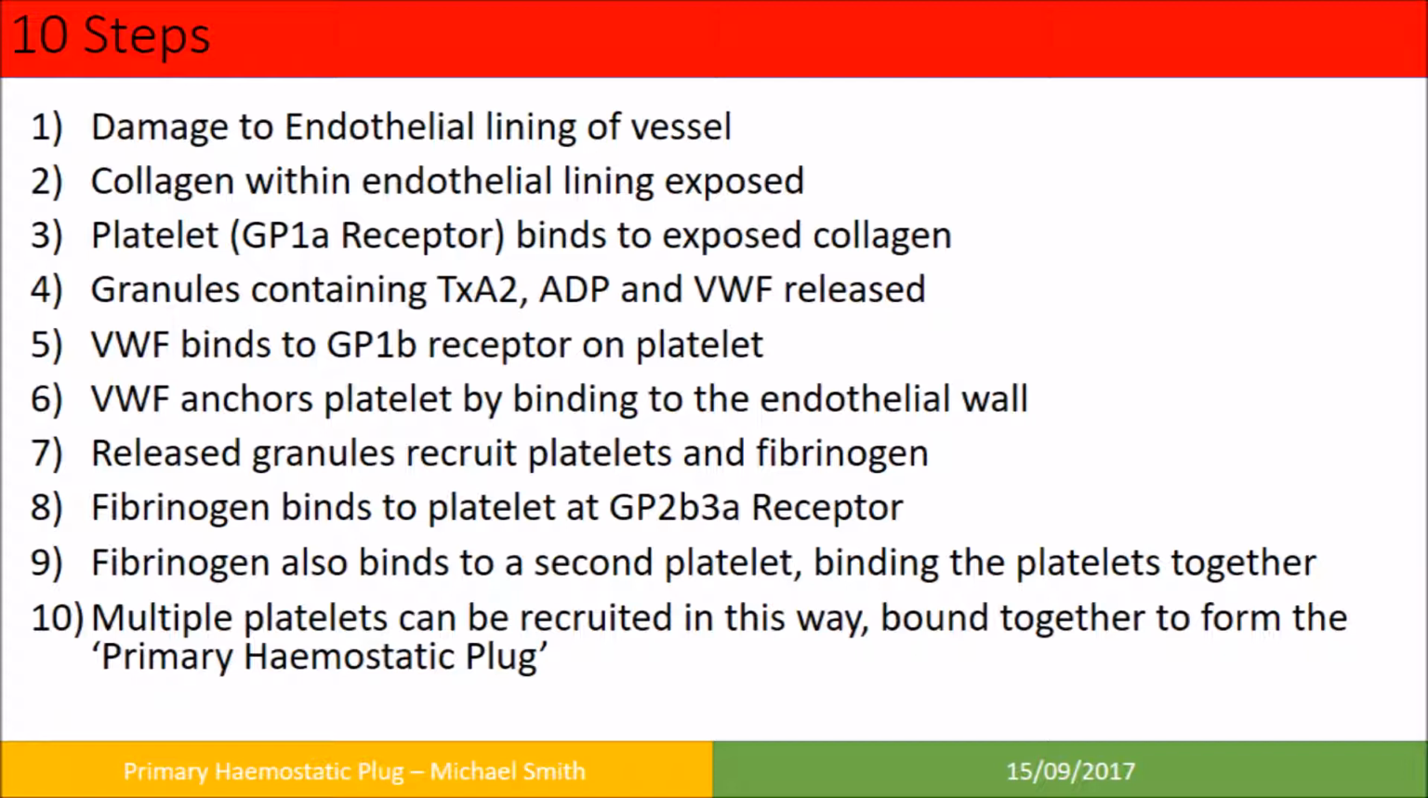6. The von Willebrand factor anchors the platelet by binding to the endothelial wall. 7. The released granules recruit platelets and fibrinogen. 8. Fibrinogen binds to platelet at the GP2B3A receptor. 9. The fibrinogen binds to a second platelet, binding these two platelets together. And 10. Further platelets build upon this clot, forming a primary haemostatic plug.